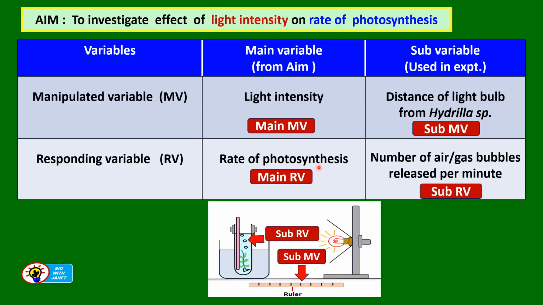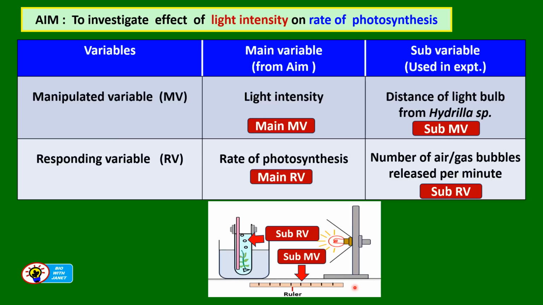But in the lab, when you carry out the experiment, what are you going to use to change the light intensity? Then that is your sub variable. You use the distance of the light bulb from the Hydrilla species. For example, in the picture here, this is the setup of the experiment. The Hydrilla species plant is inside the boiling tube, immersed in the sodium hydrogen carbonate solution, and here you have a light bulb. So if you change the distance between the light bulb and the Hydrilla species, you can move the light bulb nearer or further away. You can measure the distance using a ruler.